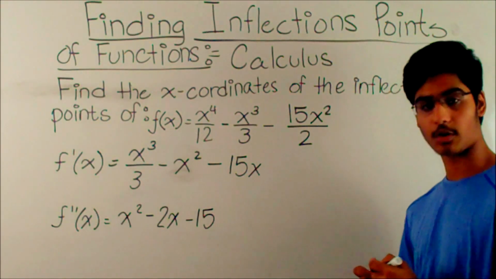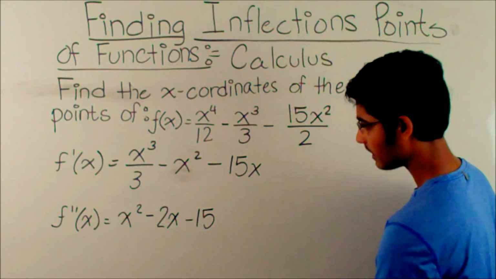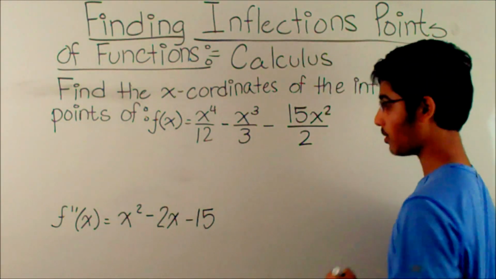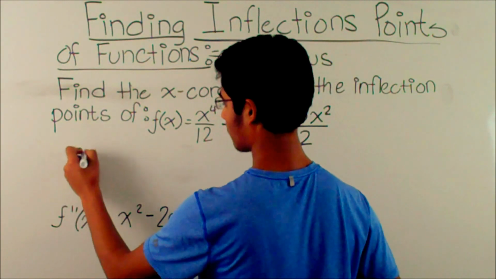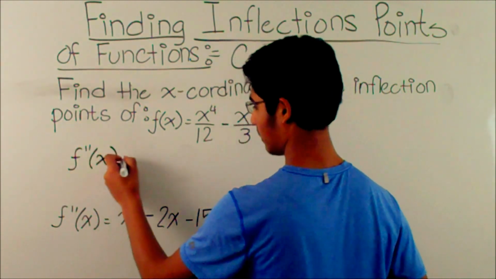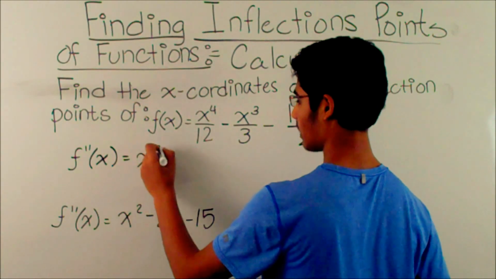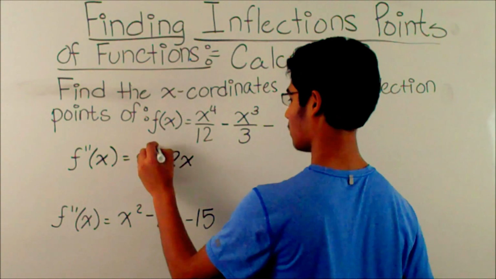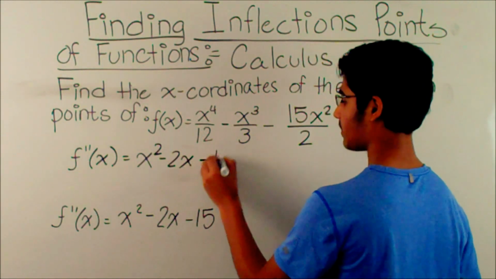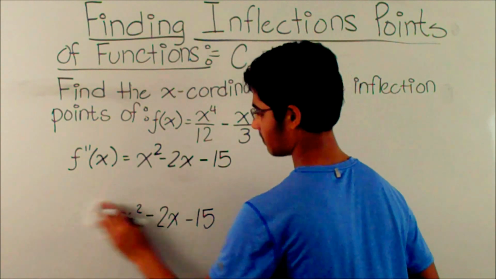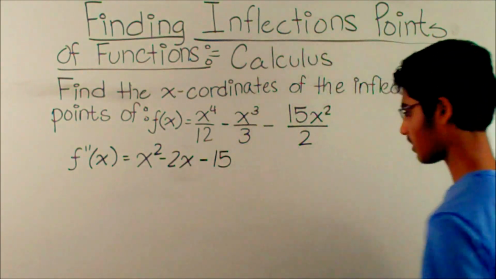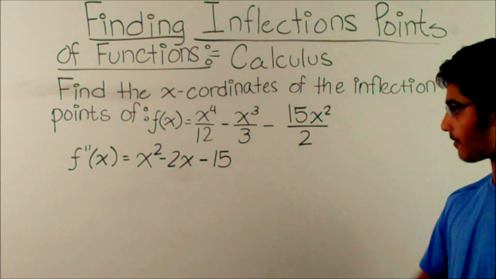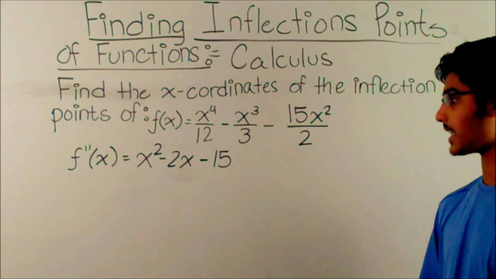Well, now that we have the second derivative, to give ourselves more space, let's write it up here and erase the first derivative, because we don't need that anymore. So f double prime of x is equal to x squared minus 2x minus 15. So, now what do we do? Well, the first step after this is to calculate the roots of the second derivative.